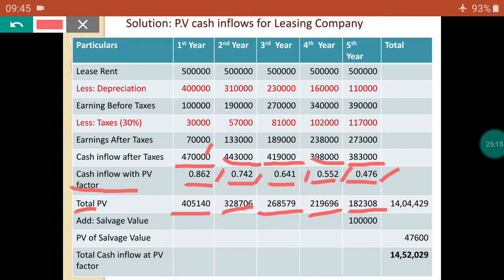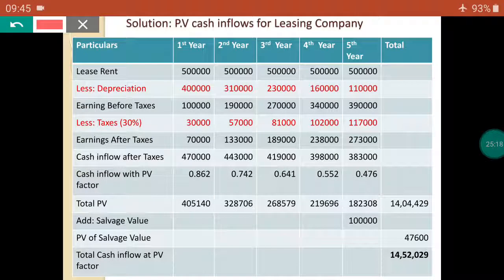Okay, here we got the PVs. How to get the total PV? See, 4,05,140, add 3,28,706, add 2,68,579, add 2,19,696, add 1,82,308 rupees, and you get a total PV of 14,04,429 rupees. Okay, it is the total PV of the respective company.